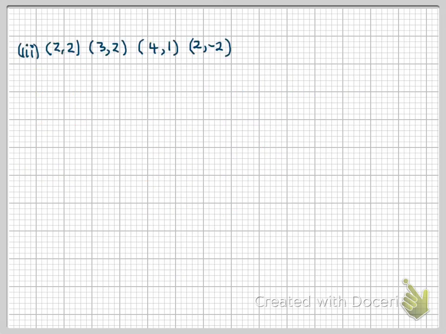And finally, for this one here, I hope you could see that (2, 2) and (2, -2) are the problematic points, so this one is not a function. So this is the end of our first lesson on functions and relations.